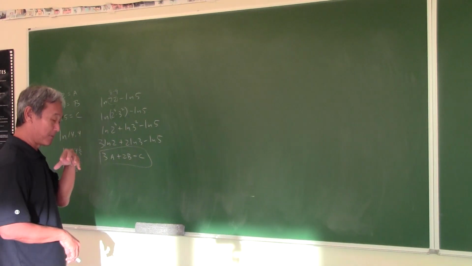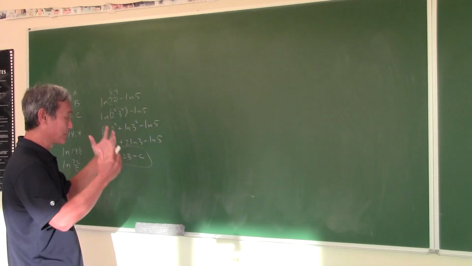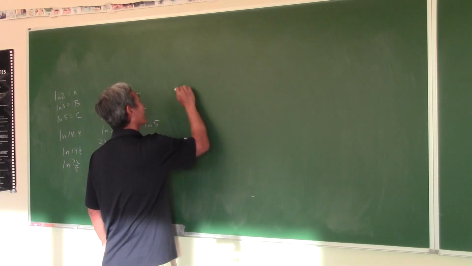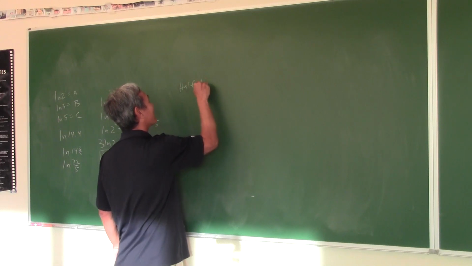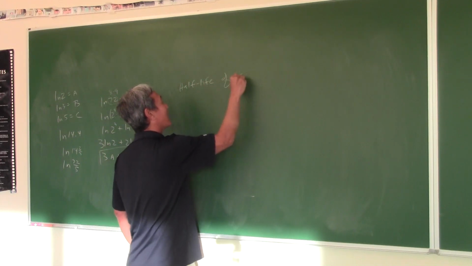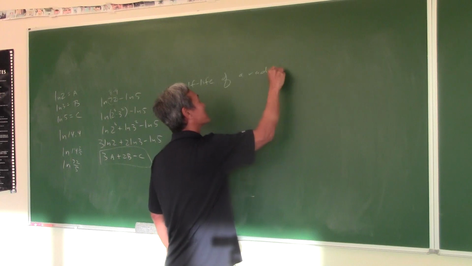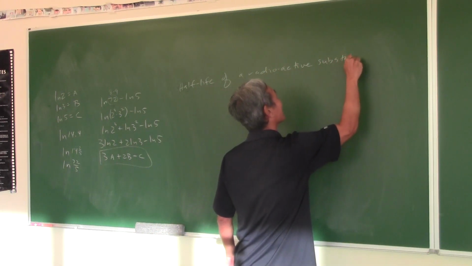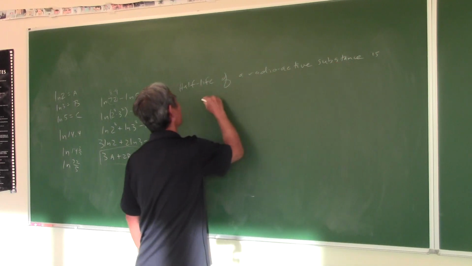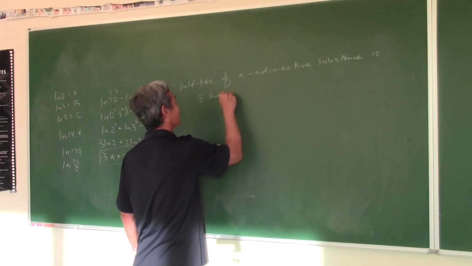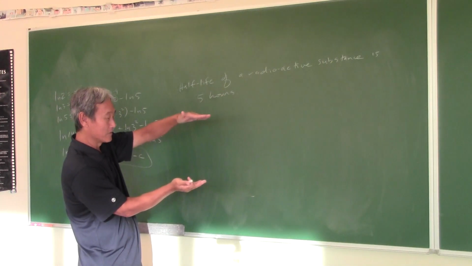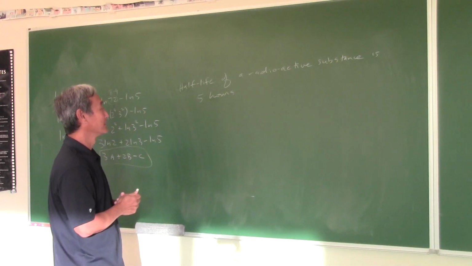Okay, last example. Half-lives or some exponential growth problem. So let's say the half-life of a radioactive substance is, make up something, 5 hours. So in other words, it takes 5 hours for a given amount to decay to half of that.